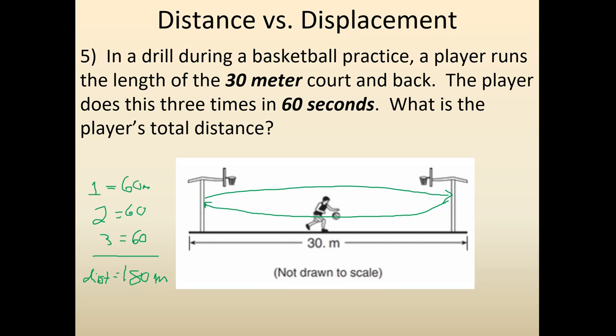Now, a follow-up question would be, what was the displacement? So pause the video and think to yourself, what is the displacement of this basketball player? The displacement in this case would actually be 0, because again, he starts and ends at the same spot. He's going there and back. So the 30 there, 30 back cancel each other out. So all in all, doing these back and forth drills, he has 0 displacement, but he does travel a total 180 meter distance.